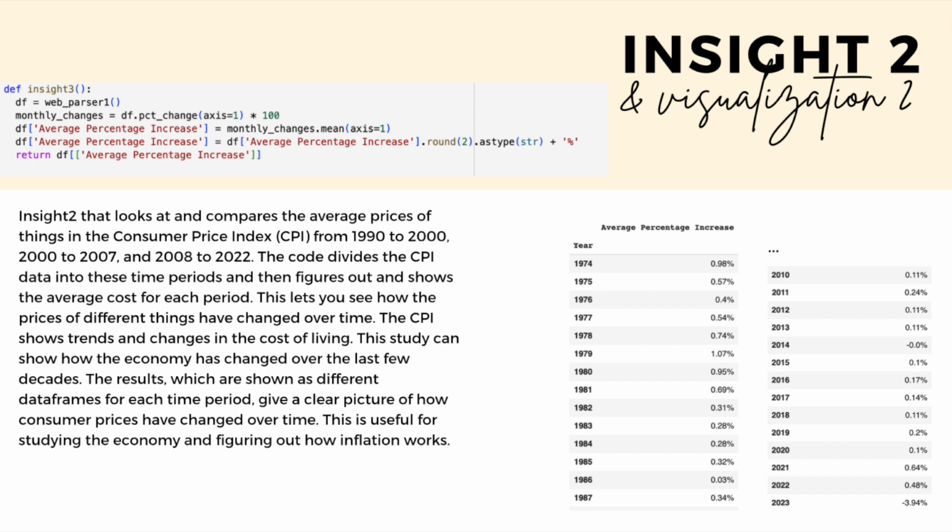So that code takes the CPI and splits it into these three time periods. It then finds the average cost for each period and displays it. As we can see, we have how the cost of various things have transformed over time and how the cost of living changes over time as well as the market. Each time period's results are shown as a different data frame, and these results make it easy to see how prices for consumers have changed over time.